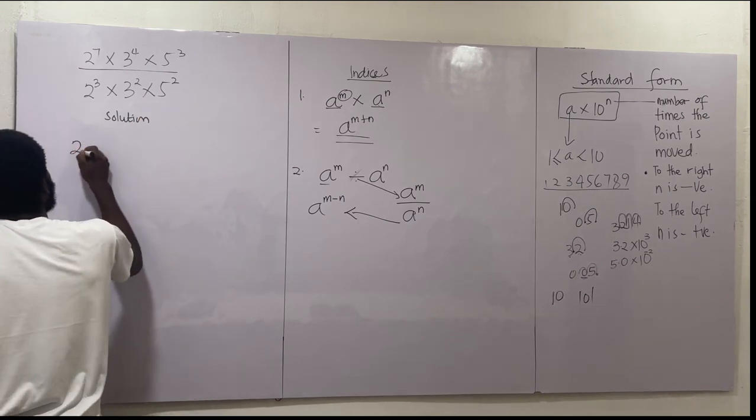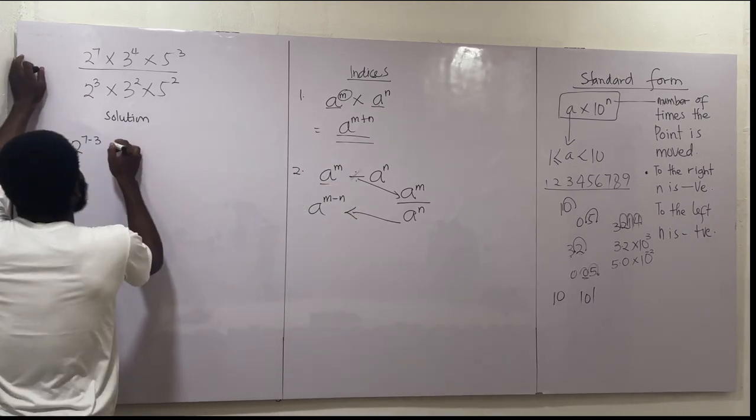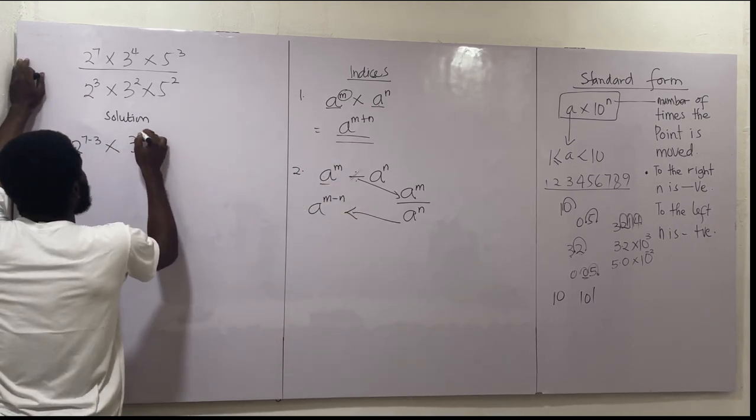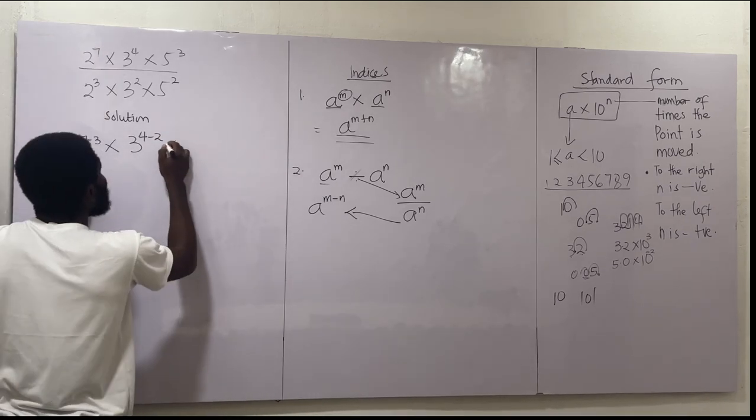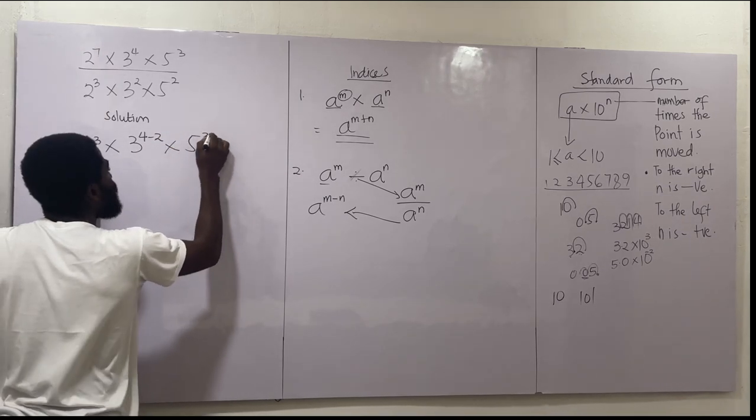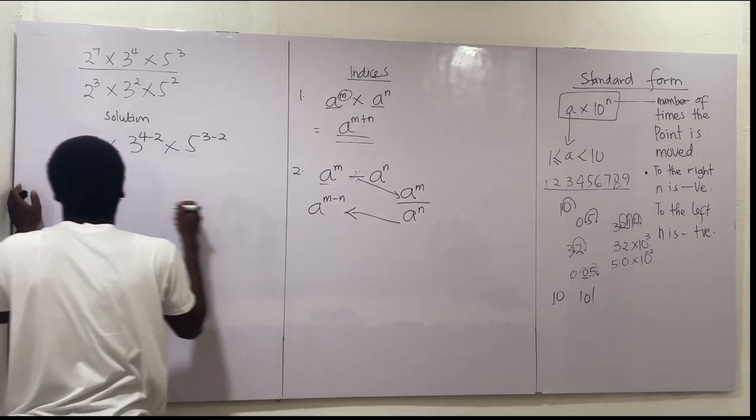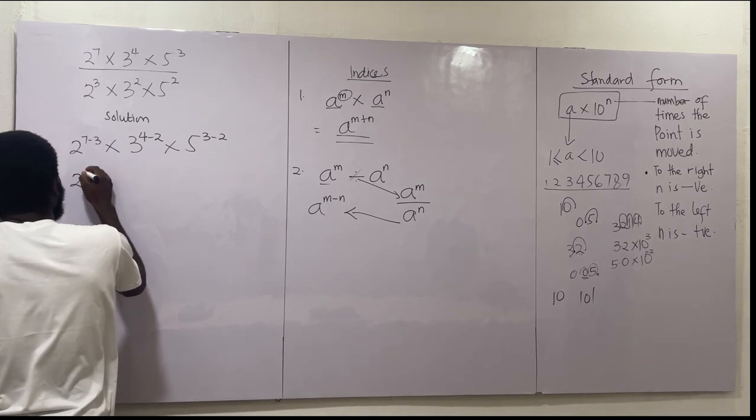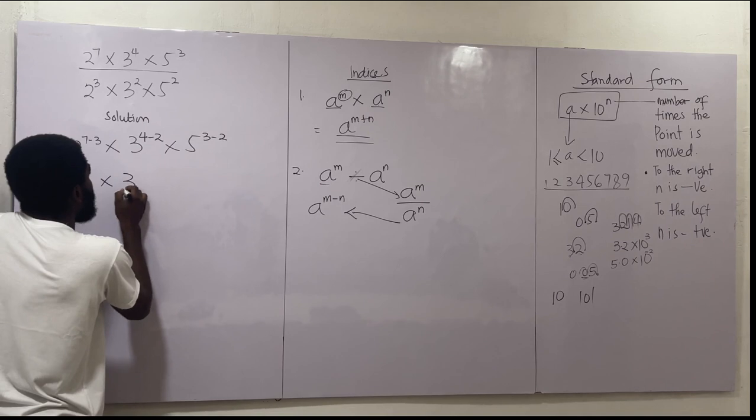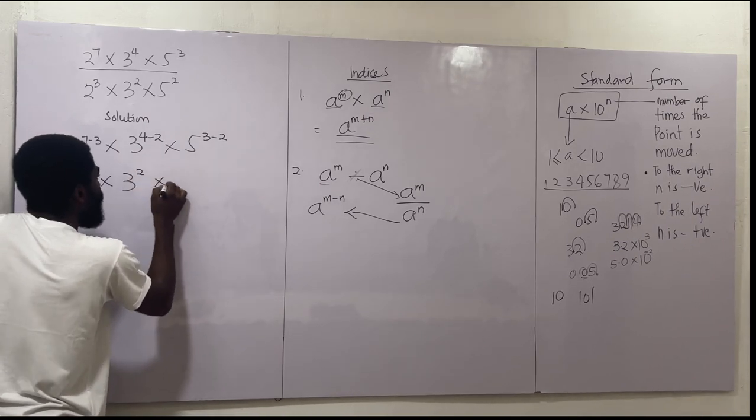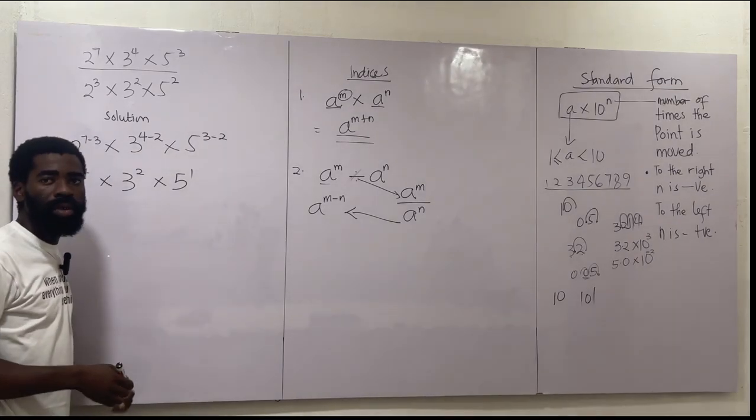I have 2^(7−3) because they're the same base, then times 3^(4−2) of the same base, 3^3, then times 5^(3−2). I'm applying this law here because of the division sign. So this gives me 2 to the power 4 times 3 to the power 2 times 5 to the power 1. This is what I have here.